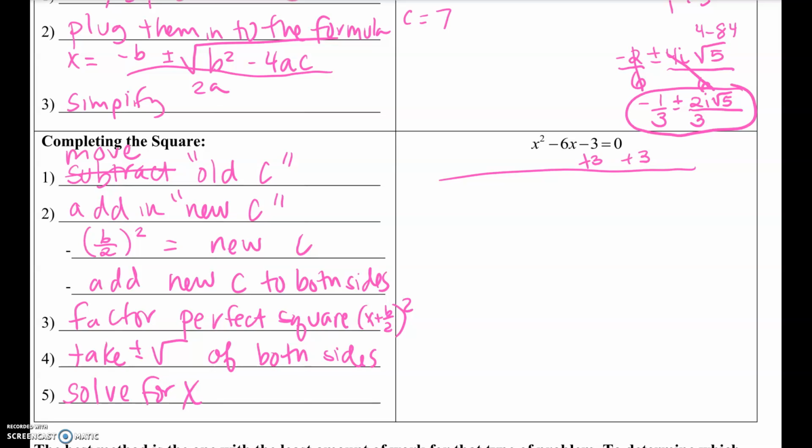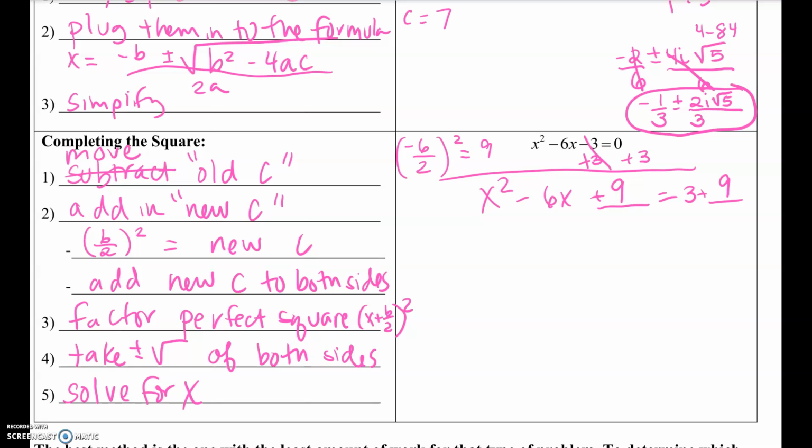Move the old c. That way you would know to use plus or minus. Then I've got x squared minus 6x plus something special is equal to 3 plus something special. So to find that something special, it's b, so negative 6 divided by 2 squared. Negative 6 divided by 2 is negative 3. Negative 3 squared is equal to 9. So I add 9 to both sides.